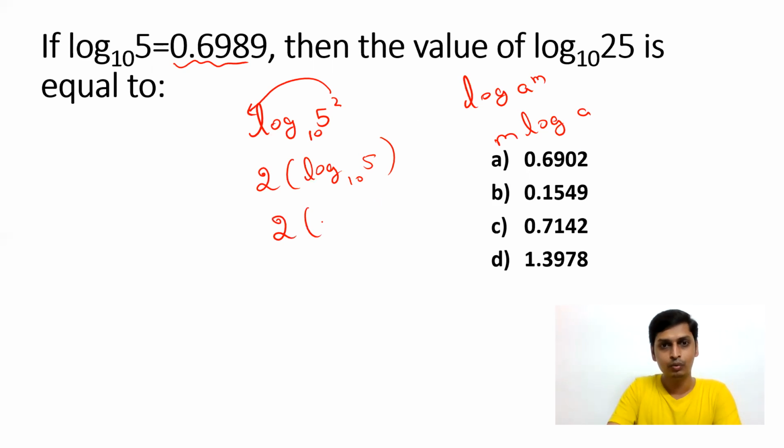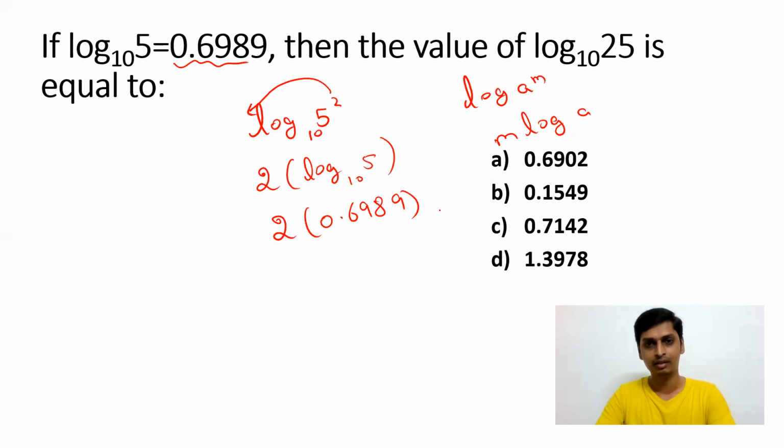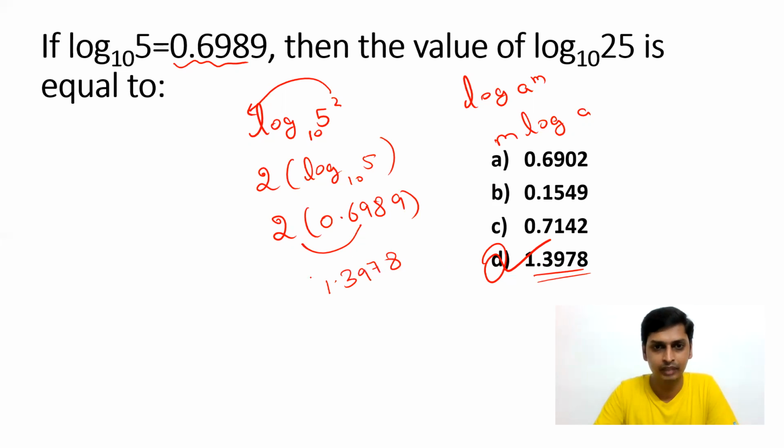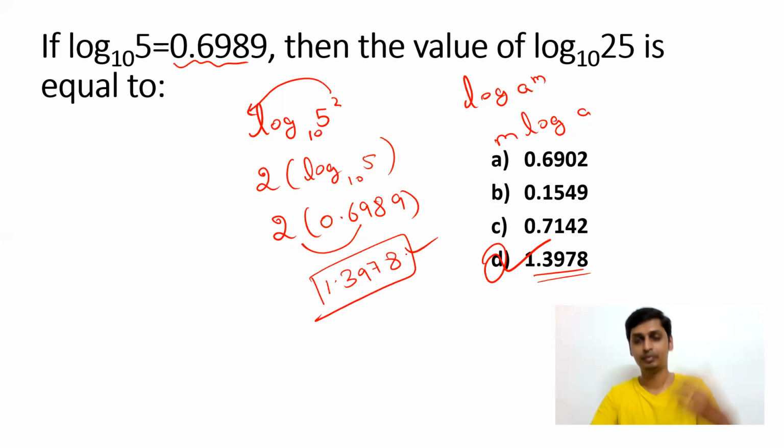So it is 2 into 0.6989. So if you multiply it, you will get the answer. I think you don't want to multiply, right? Definitely if you multiply this 2 with 6, you get 12. That is 1.2, so 1 point something. So you have only 1 point something in option D only. You don't need to multiply. So answer is 1.3978. If you multiply this 2 with 0.6989, you get 1.3978. We don't want to waste time by multiplying these small numbers. So we can go to next question now.